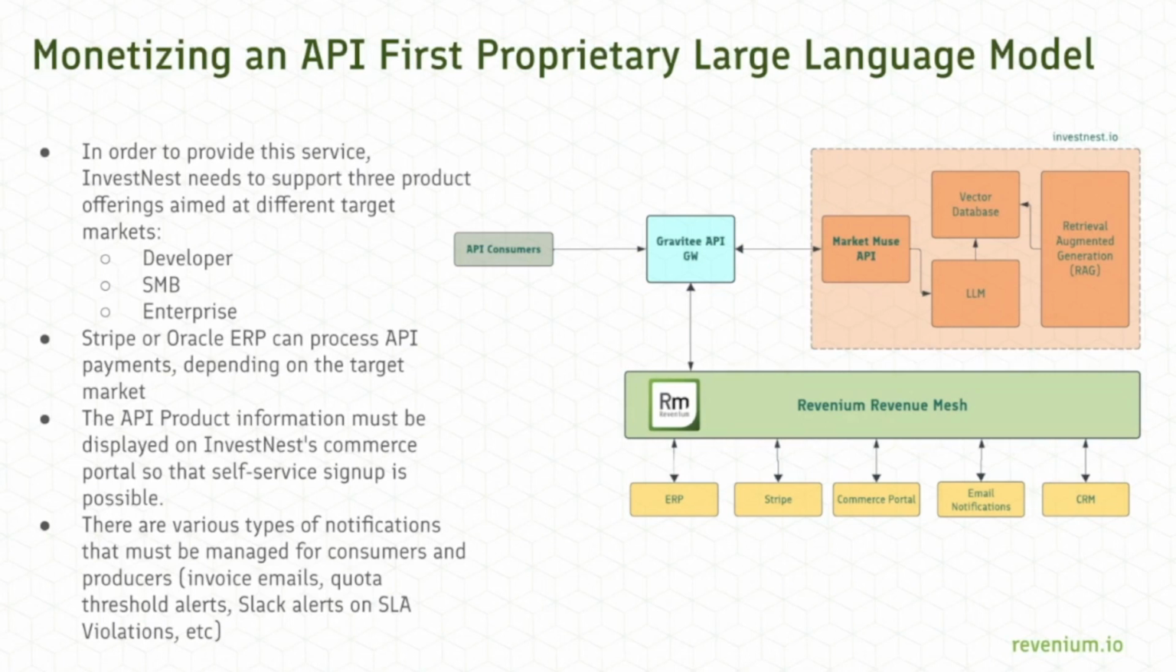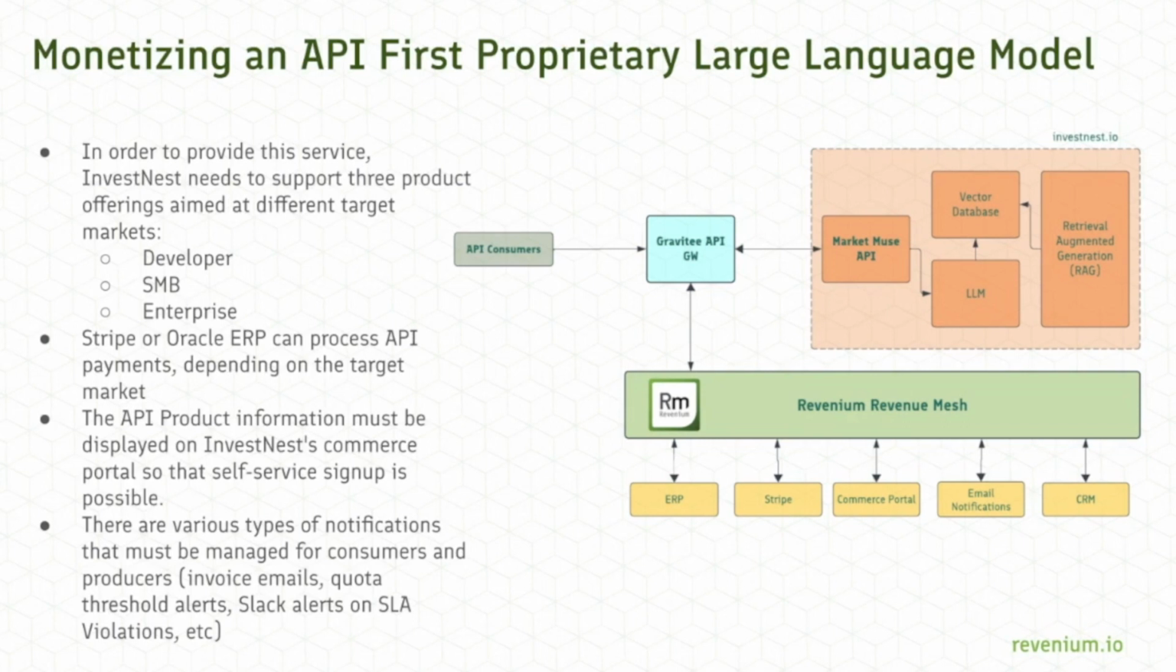Obviously, for this use case, InvestNest needs the ability to collect payments from its different customers for the API utilization. So in the context of a developer offering, InvestNest wants to allow developers to use either a personal or corporate credit card to procure access to the API. And in this scenario, they want to use Stripe to process those payments. For the SMB and enterprise offering, this needs to be integrated with their Oracle ERP system because these transactions will be larger and probably not credit card based, so generally out of the scope of something like Stripe.